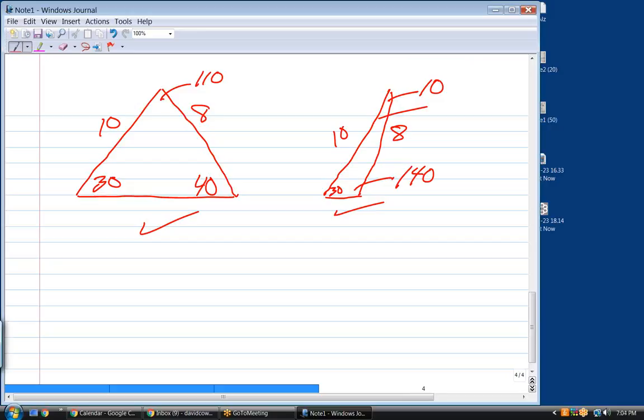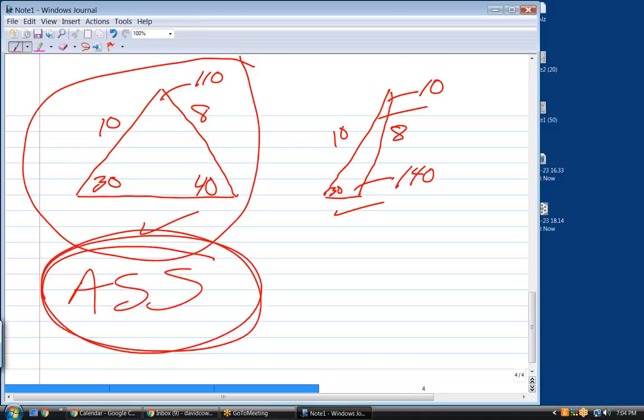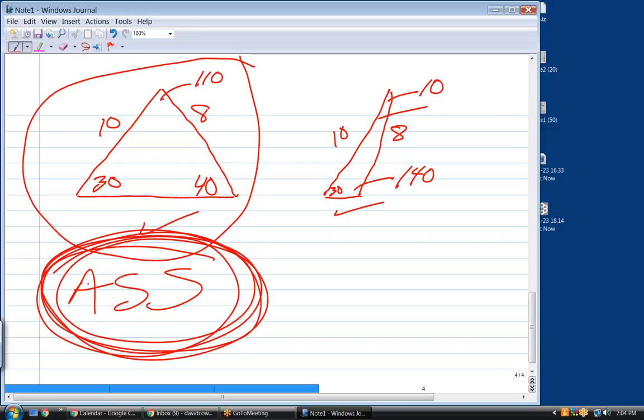And what they always give you is three pieces of information. They may give you side, side, angle. They may give you side, angle, angle. In this case, when you're looking for ambiguous cases, what you're looking for is angle, side, side. Those are the possible ambiguous triangles, as long as the angle is less than 90.